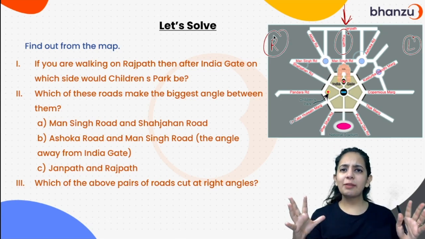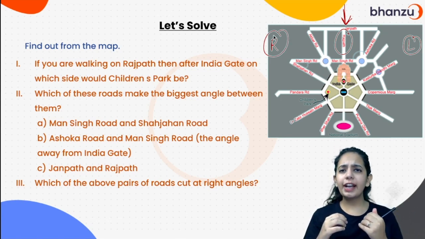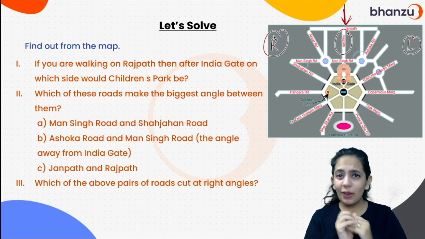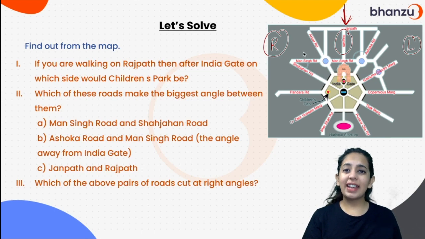Imagine yourself to be at that point. You're looking forward to the India Gate. Suppose this is India Gate in front of you. Of course, this is your left, that will be your right side, isn't it? And on the right side of India Gate, you will see the Children's Park.